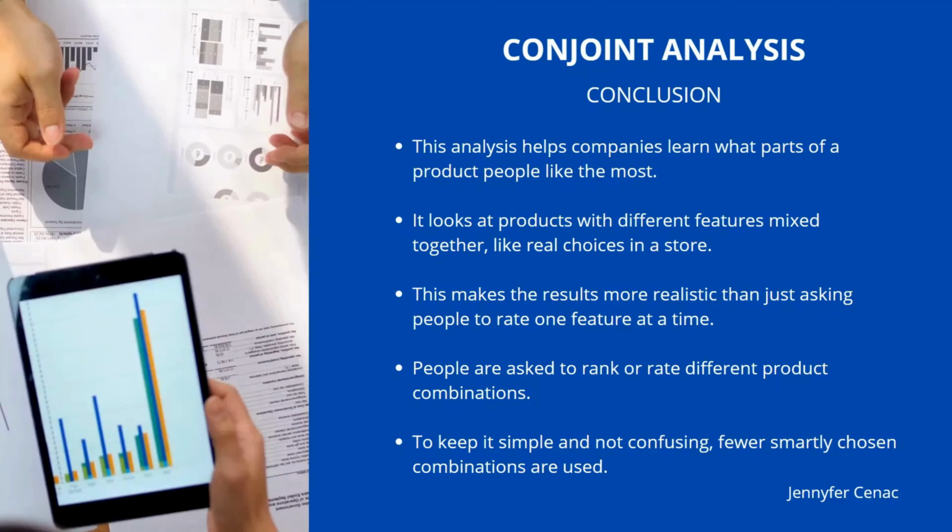In conclusion, conjoint analysis helps companies learn what parts of a product people like the most. It looks at products with different features mixed together, like real choices in a store. This makes the results more realistic than just asking people to rate one feature at a time. People are asked to rank or rate different product combinations, and to keep it simple and not confusing, fewer smartly chosen combinations are used.